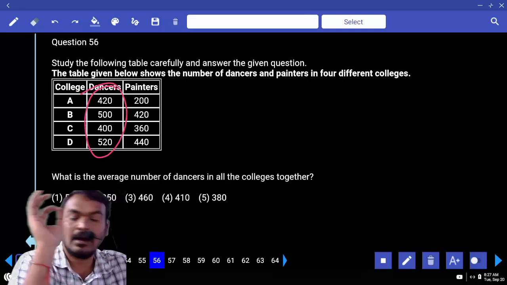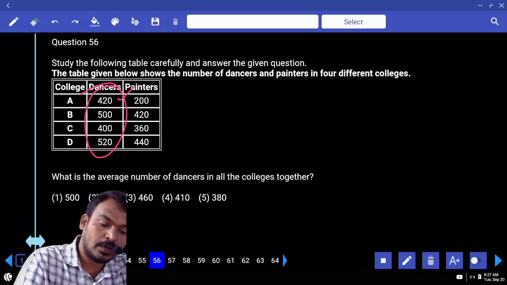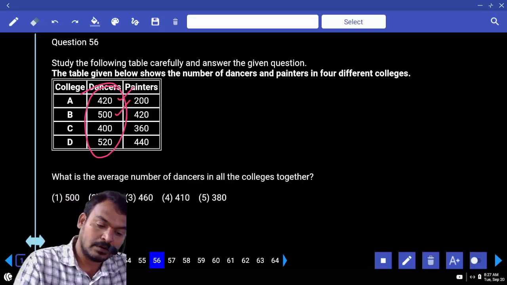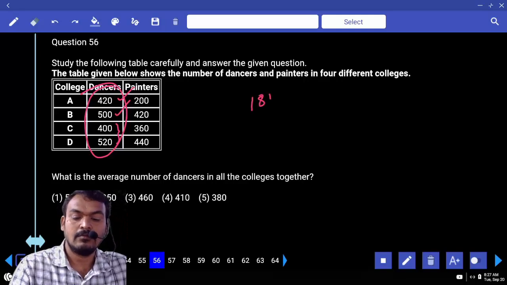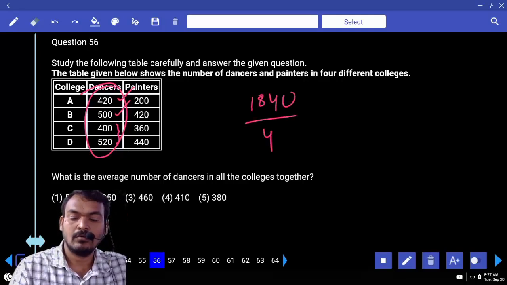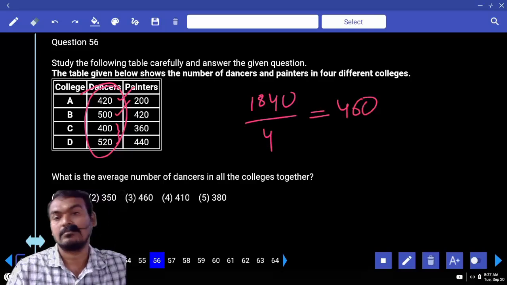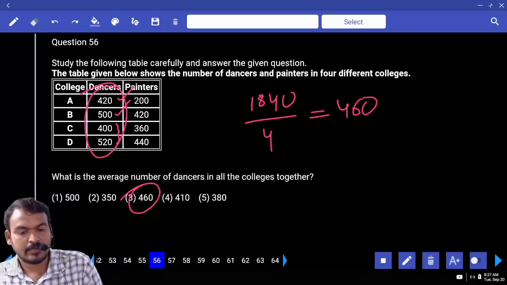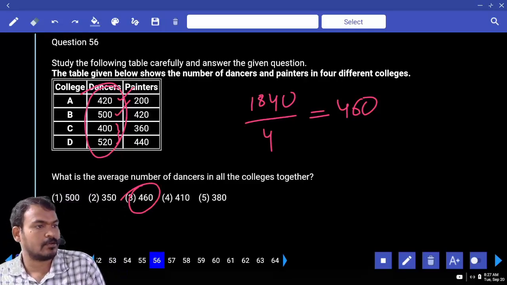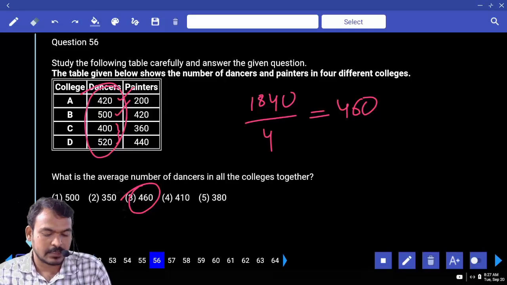First we are adding all the values. 420 plus 500, 920. 920 plus 920, 1840. Divide by 4. How much? 460. Half of the 184, 92. Half of the 92, 46.